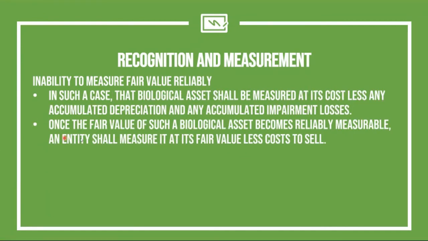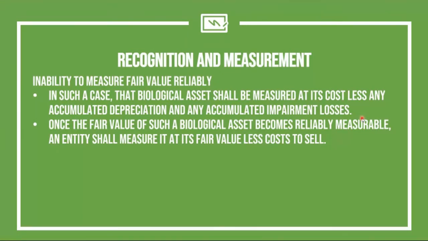Okay? So in such case, the biological asset shall be measured at its cost less accumulated depreciation and any accumulated impairment loss. So again, the main concept or the main assumption is that there should be a fair value. And fair value less cost to sell should always be available because it is impractical for an entity to engage in agricultural activity without first researching how much they will be able to sell the agricultural produce and the biological asset for.